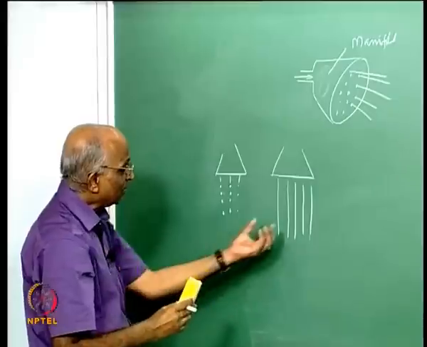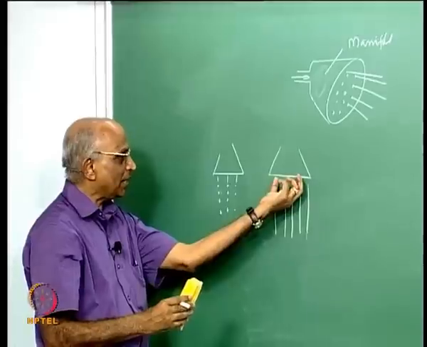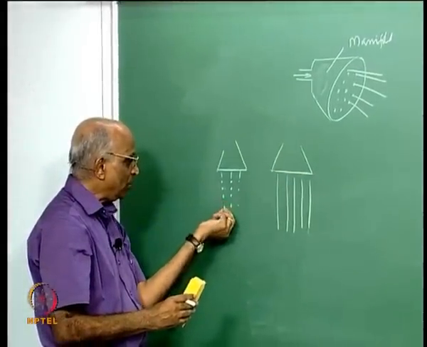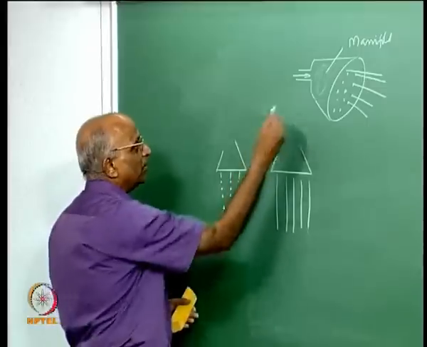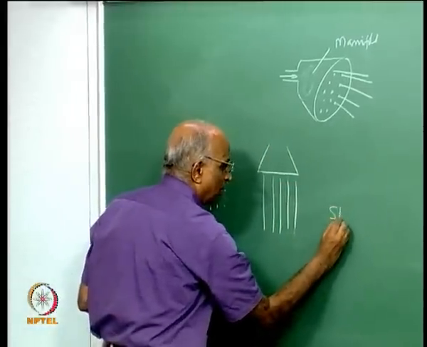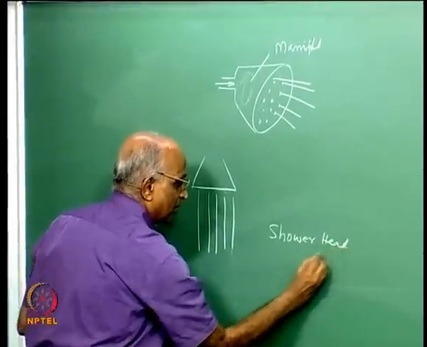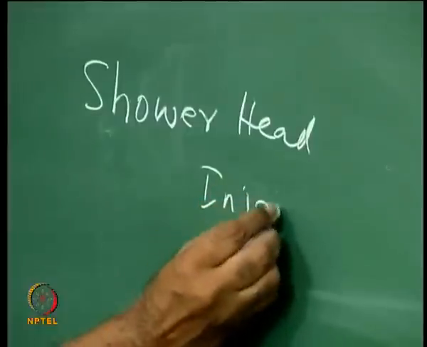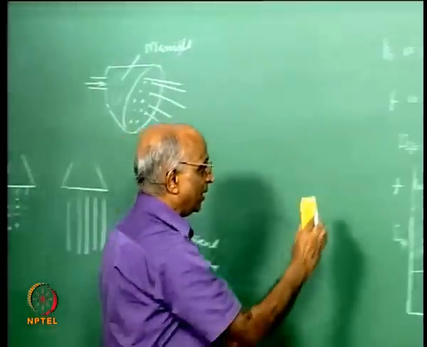We would like to have an injector which is something like a shower head, but which is able to produce droplets, and this is one type of injector. This type of injector which uses this principle is known as a shower head injector. Let us again go through what we mean by a shower head injector.